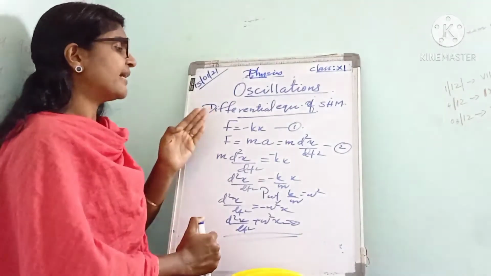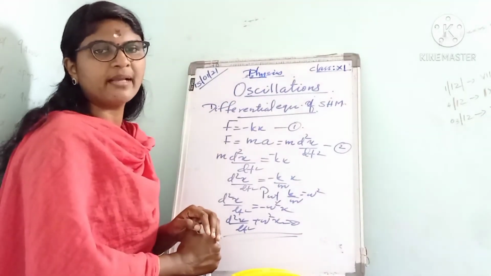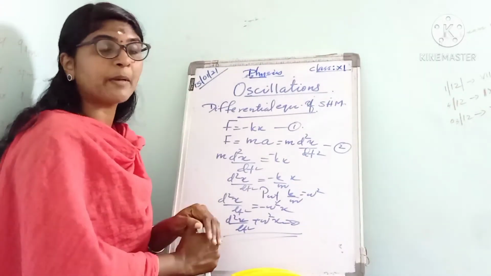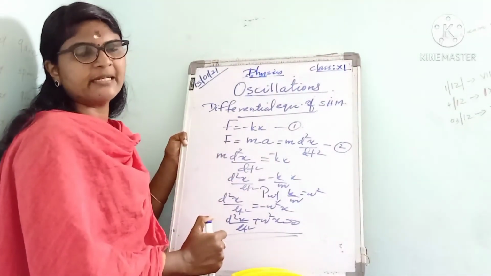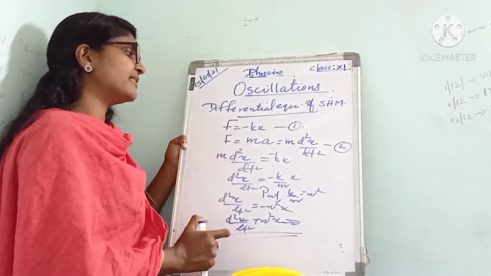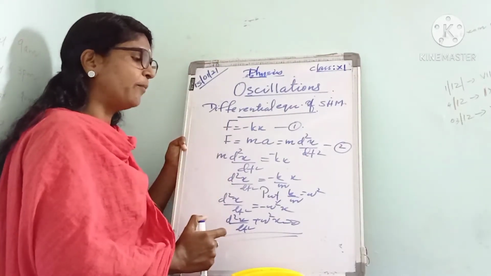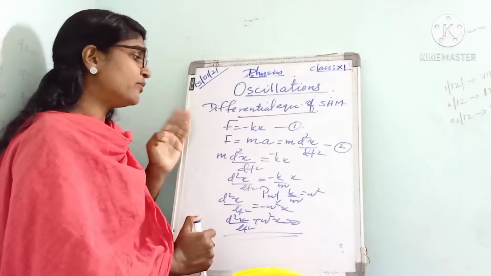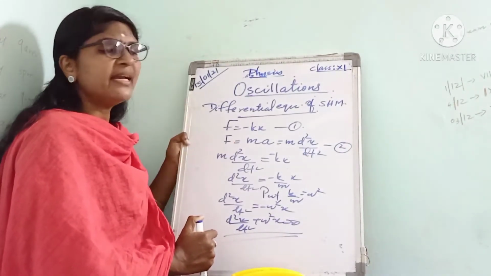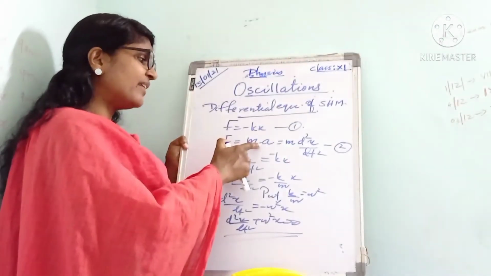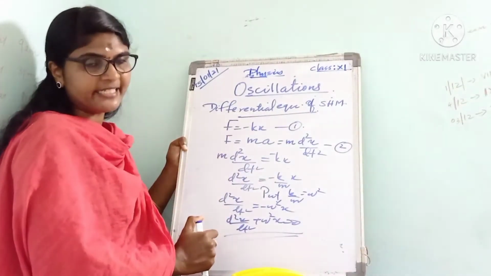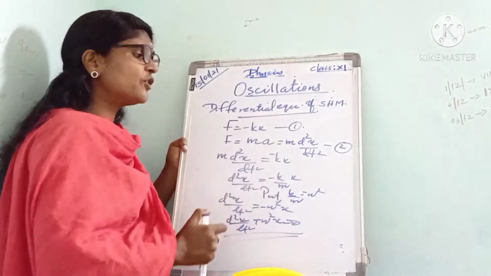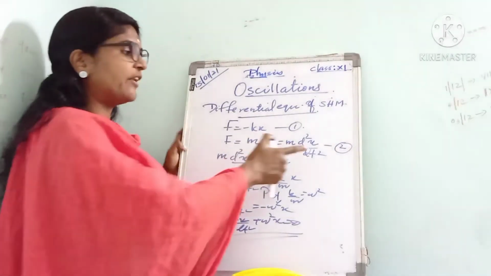Here the restoring force acting on an object or a particle is proportional to the displacement. So we can write F equal to minus kx. Here the negative sign indicates that the force and displacement are acting in opposite directions. Then by Newton's second law we can write F equal to ma, where acceleration a can be written in terms of displacement as d square x by dt square. So we can write m into d square x by dt square. Let it be equation number 2.